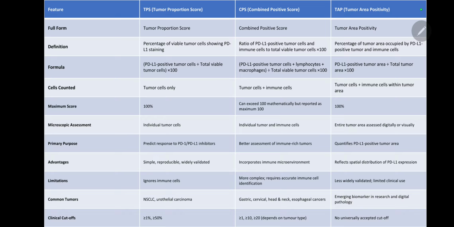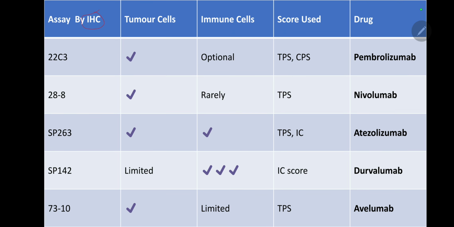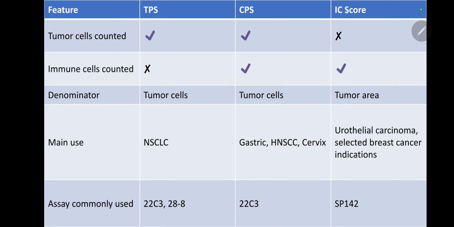Third is TAPE, called tumor area positivity. That means how much part of the tumor area, what percentage, shows PD-L1 positivity. But nowadays TAPE is absolutely not used. And one important score is called the IC score, that is immune cell. In TPS we use only tumor cells. In CPS we use tumor cells as well as immune cells. But in IC we use only immune cells. This is now used in urothelial cancer and selected breast cancer, and the probe to be used is SP142.